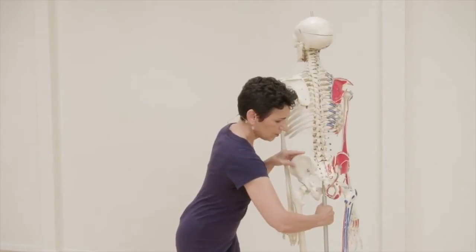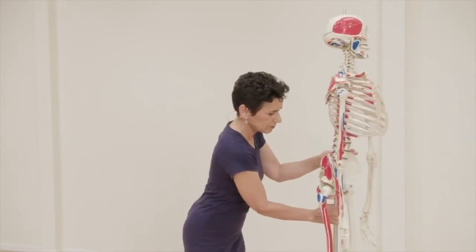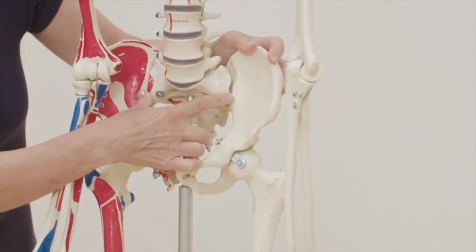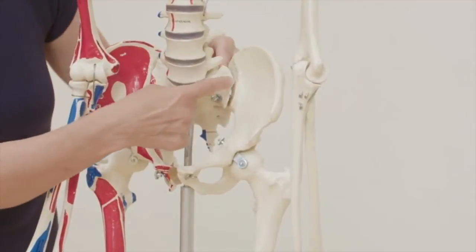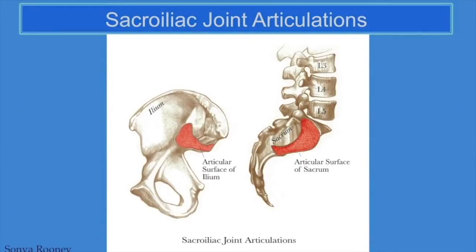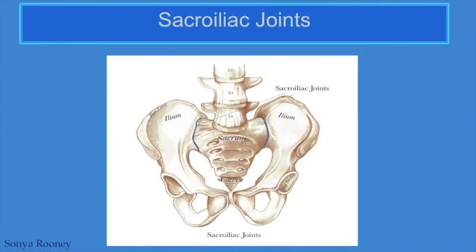If I show you on the front, the triangular bone of the sacrum is meeting here at the sacroiliac joint. Now what you can't see is the joint surface. On the first slide, on the left side, what you're looking at is the surface of the ilium, the iliac bone. And on the right side of the slide, you're seeing the surface of the sacrum, the sacral bone. And those two joint surfaces fit together.